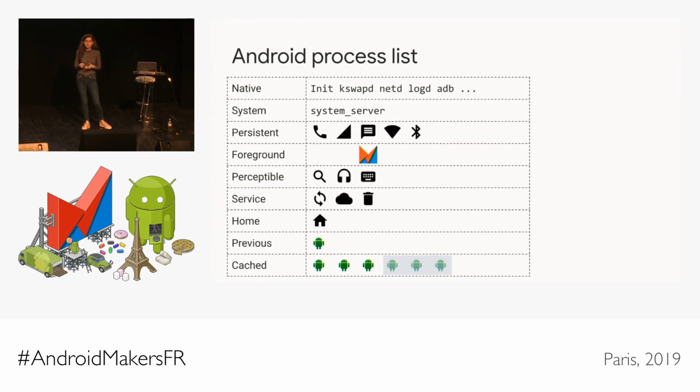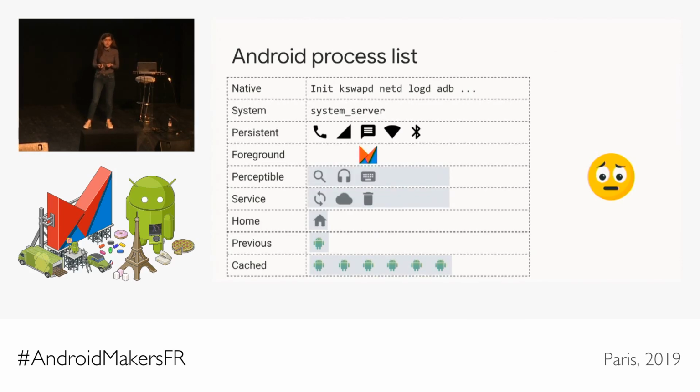So first of all, it will remove the cached apps. If that is not enough, it will continue with the previous app, and it will also destroy the home app, which will make our wallpaper disappear. So at that moment, the user will see that his or her wallpaper doesn't appear on the device. If it's still not enough, it goes to the services and perceptible processes, and the music will stop because it will kill the background service that was responsible for playing the music.